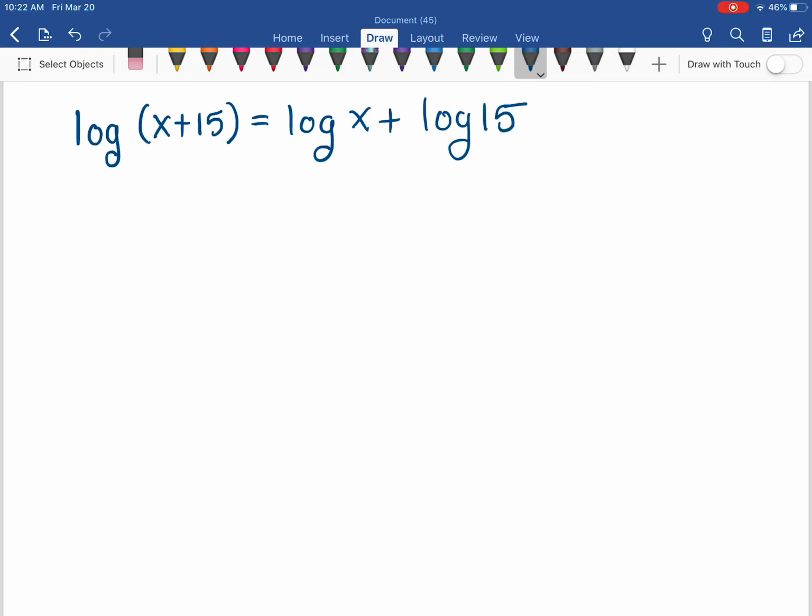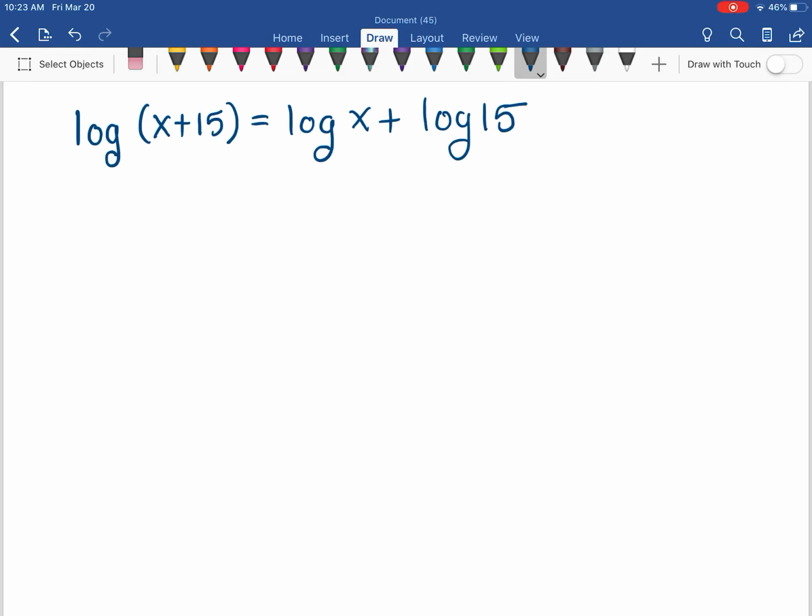And that's perfectly fine to do in this example. If I want to keep using that method, I would subtract log x from both sides. I would subtract log 15 from both sides, and I would have it equal to 0 on the right-hand side. And then I would go through the process of combining three logs, put it in exponential form, and then solve for x. However, there is a shorter method.